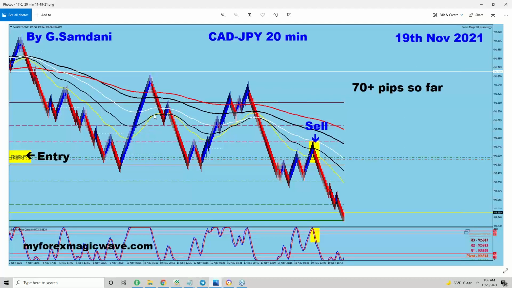These were a little mixed up. It's a deeper retracement. Forget about it. But this one was a nice entry here, right? And this is the nice, beautiful entry here, and it went down 70 pips.